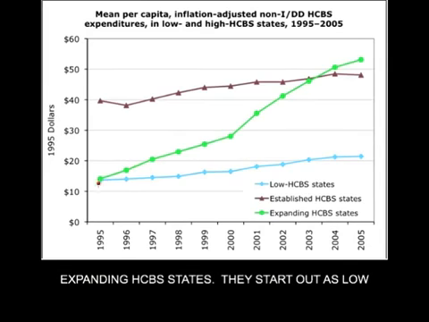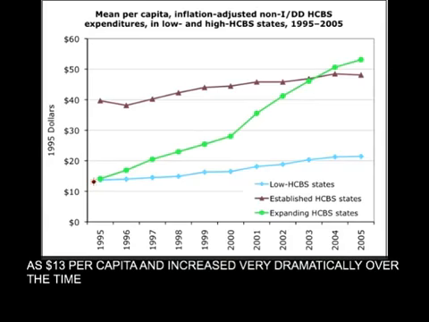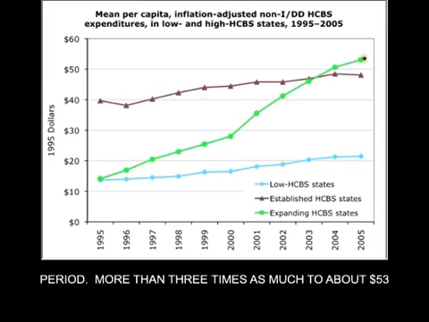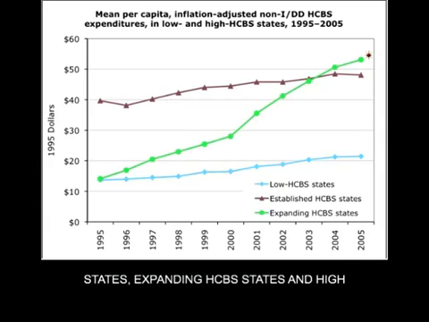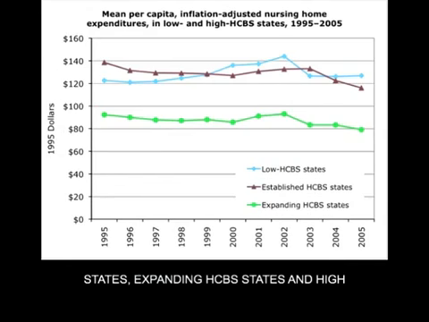Okay, the third category is shown in green here, and that's the expanding HCBS states. They start out as low as the low HCBS states at around $13 per capita, but they increased very dramatically over the time period, more than 3 times as much, to about $53 per capita. So there are 3 different groups: low HCBS states, established HCBS states, which were high throughout the period, and expanding HCBS states, which grew their HCBS programs during the period.